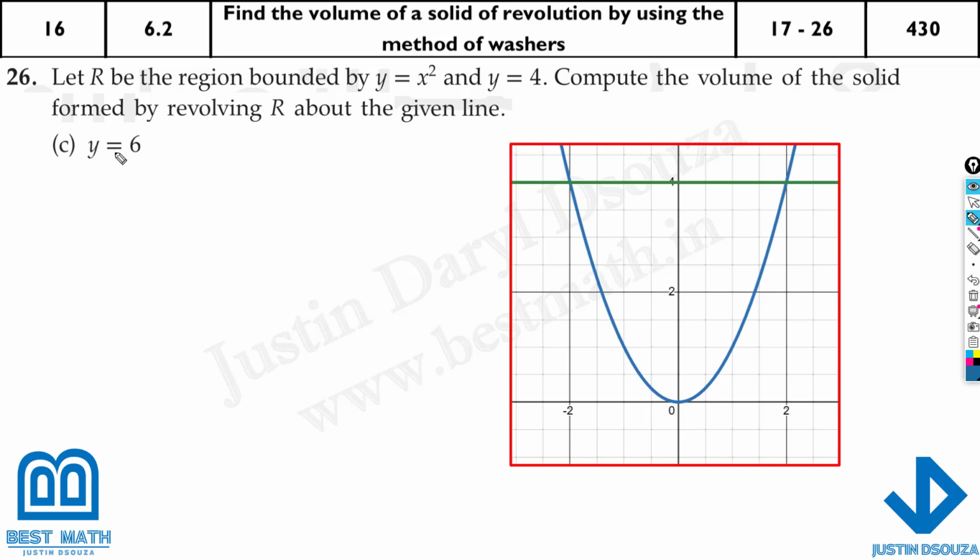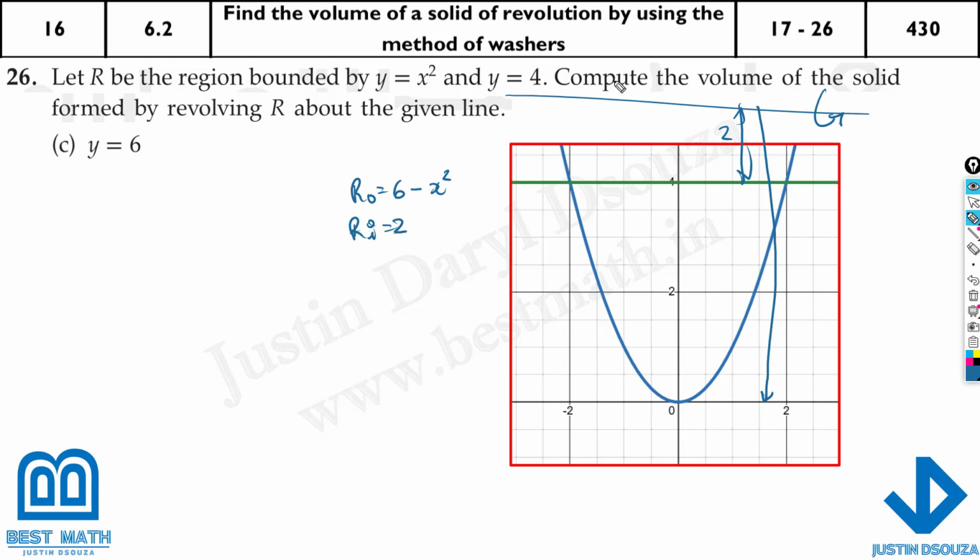Again, y is equal to 6. That means above, over here. Now it will have outer radius and inner radius. From 6 till here, outer radius will be 6, but it's coming in. So 6 minus x squared. That's the outer radius. What about the inner radius? Inner radius is just until over here to here. It is 2. Ri is 2. Why? Because we are dealing from 6 here, right? This is 6. From here to this is the flat line. This entire thing is the solid in consideration, right? So this is only 2.